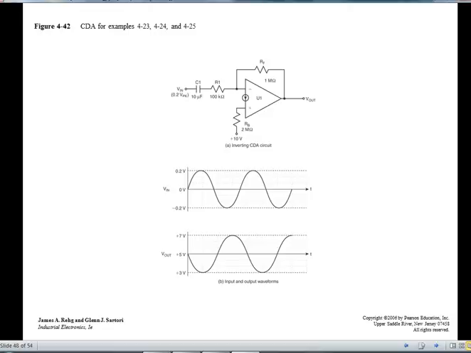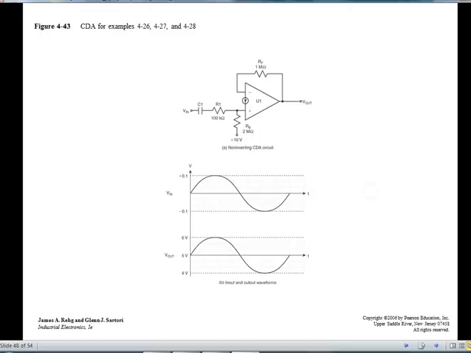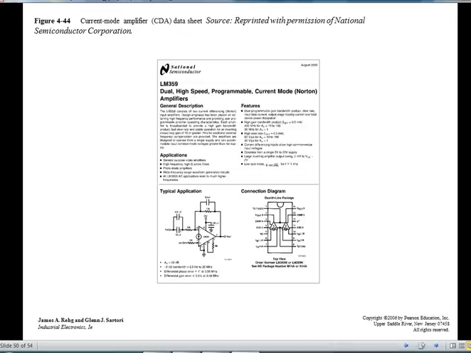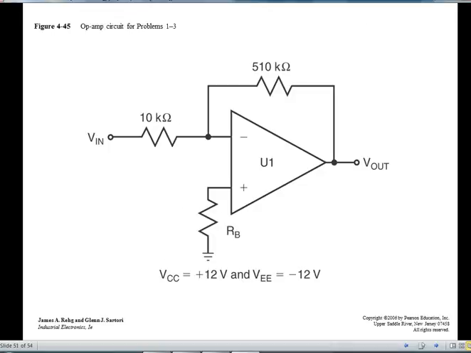And wow, look at that. I got a sine wave going in, I got a sine wave going out. That's just so special. And there we go again, another sine wave going in, sine wave going out. A data sheet.